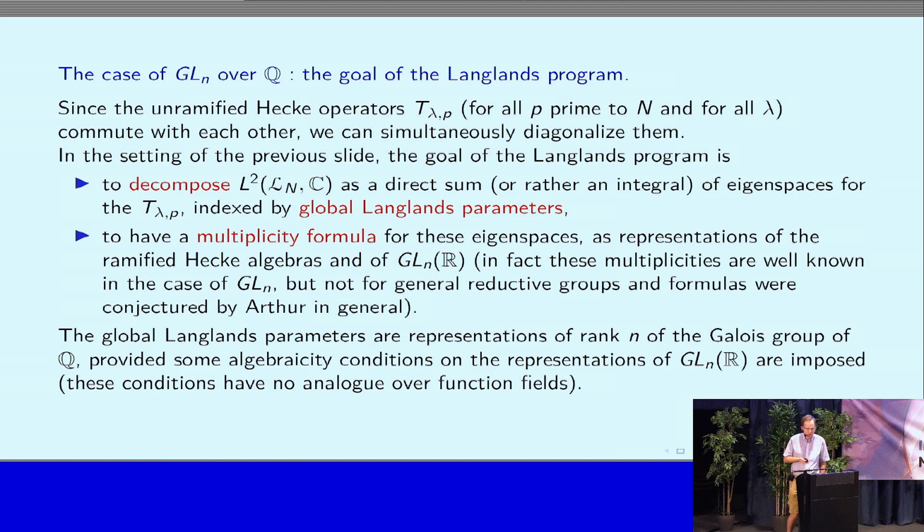So there are conjectures of Arthur in general. The global Langlands parameters are morphisms from the Galois group of Q to GLN(Q_l bar) for some l, I will explain later, provided some algebraicity condition on the representation of GLN(R) are imposed.